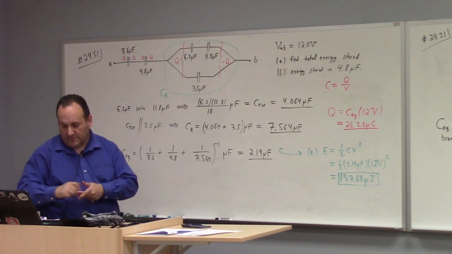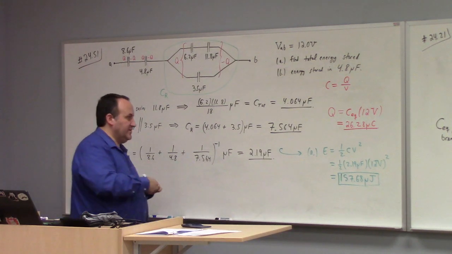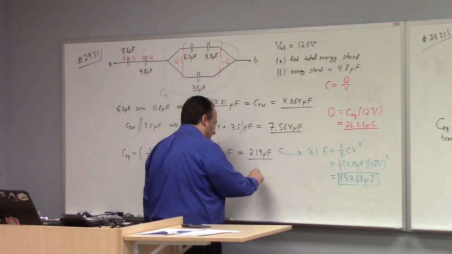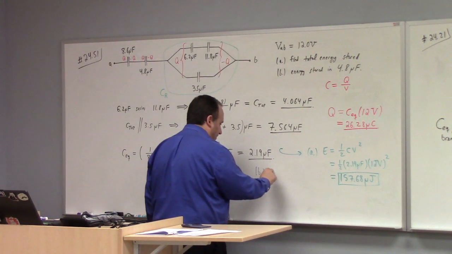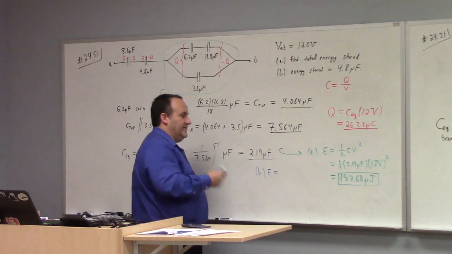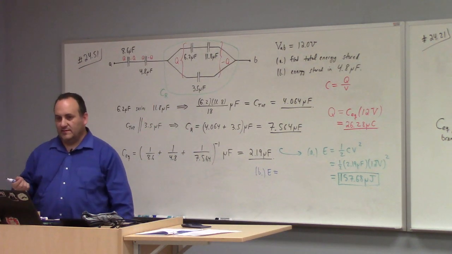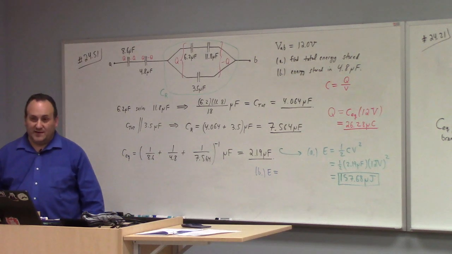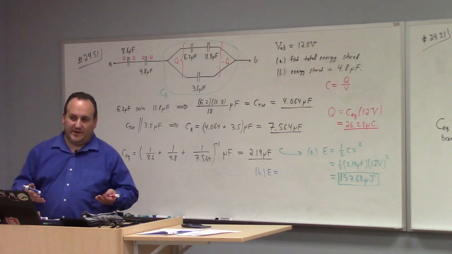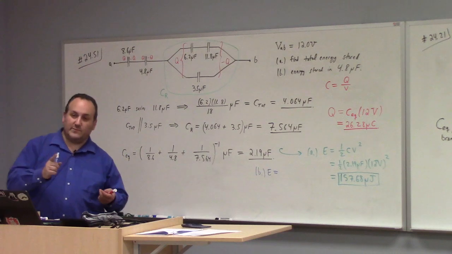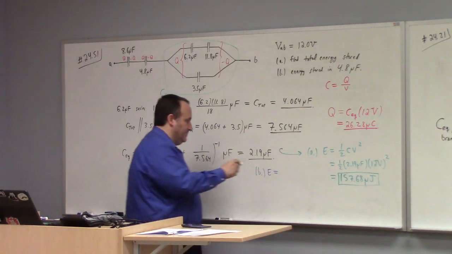Remember, there are 3 formulas. Each have their place. So we don't want to use 1/2 CV squared because we don't know the voltage on the 4.8. We don't want to use the 1/2 QV because, again, we don't know the voltage on the 4.8. But the Q squared over 2C, that's the one.